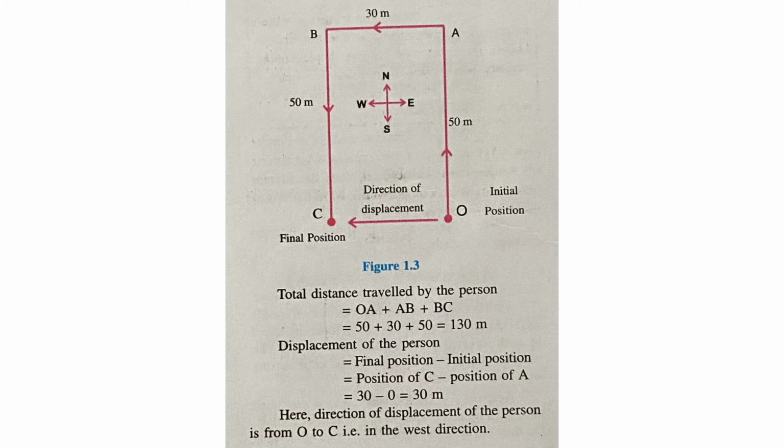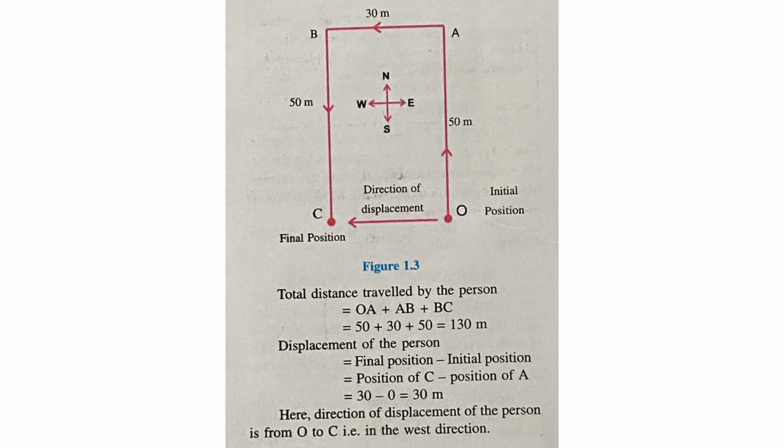Now, the initial point of the person was O, and finally where is he reaching? He is reaching to point C, that is his final position. So, the distance between initial and final position is the displacement. We already know that displacement is equal to final position minus initial position, that is position of point C minus position of point O, that is equal to 30 meter. Have you got 30 meter?